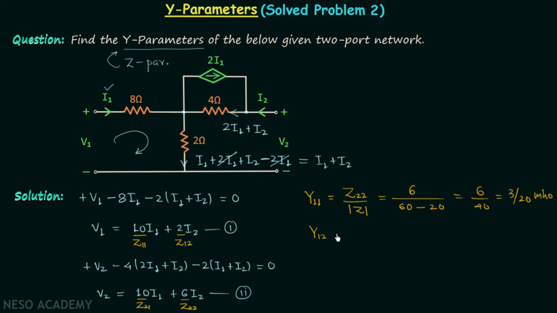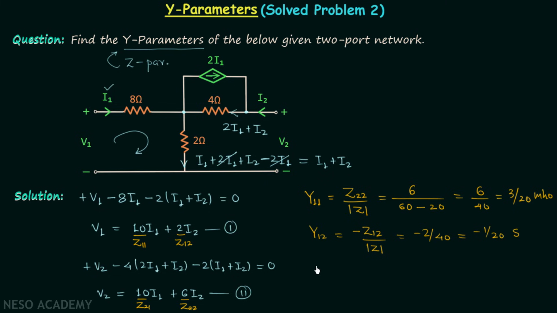Now we will find out the next Y parameter, which is Y12. Y12 is equal to minus Z12 divided by the determinant. Z12 in our case is 2. So we have minus 2 divided by 40. And this is equal to minus 1 divided by 20. And the unit will be mho or Siemens.